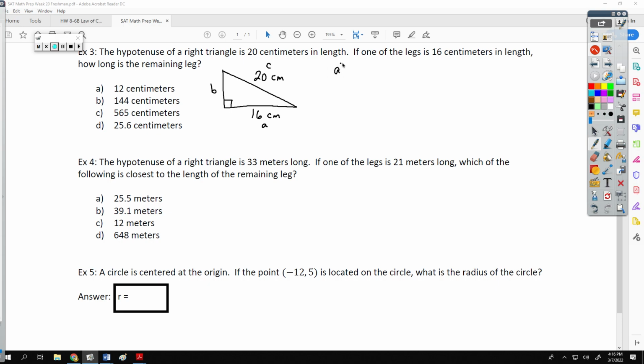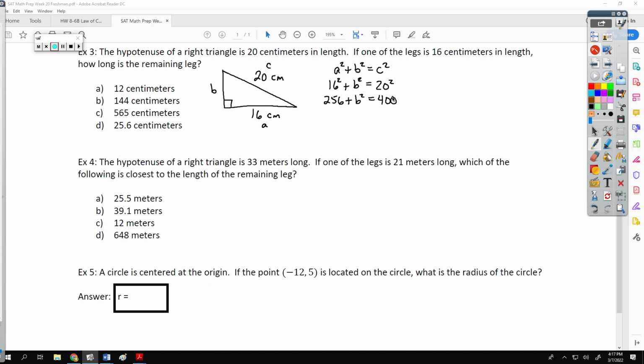So we set up the Pythagorean theorem, A squared plus B squared equals C squared, just like we did on the previous two questions. However, when we substitute these values in, our variable is B this time. It's in a different spot. So we do 16 squared. 16 times 16 is 256, plus B squared equals 20 times 20, which is 400.